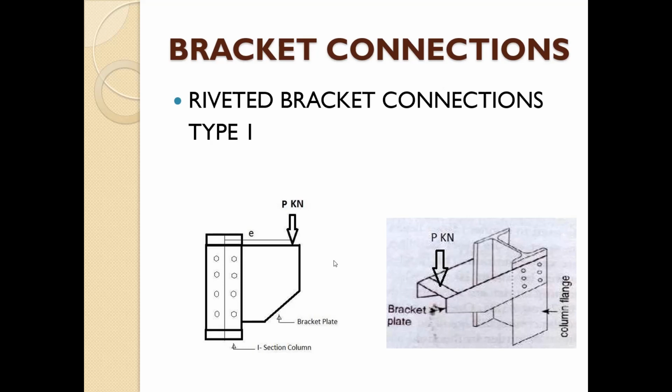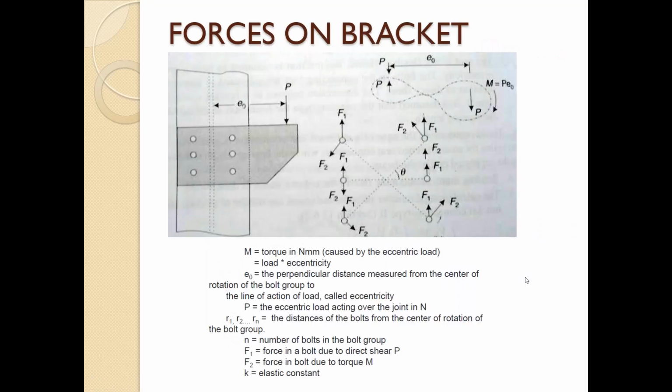In the first bracket connection, the load lies in the axis of this rivet group. That is the first case. As you can see over here, this is the load and here is the rivet. This load acts at a point which lies in the plane of the rivet group or the connection. So what are the forces on the bracket?